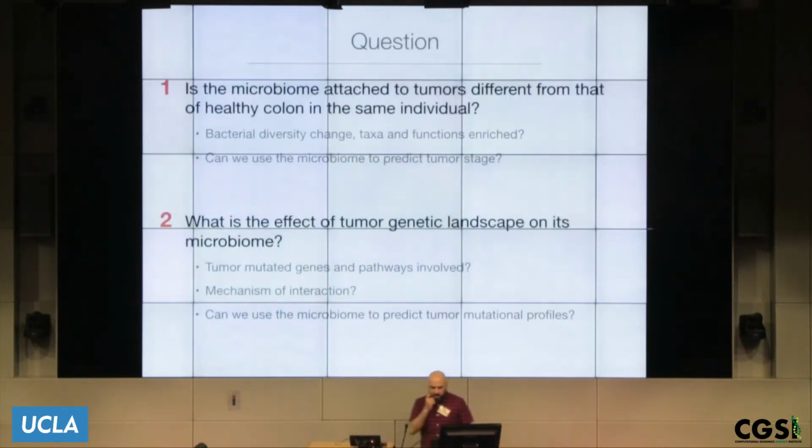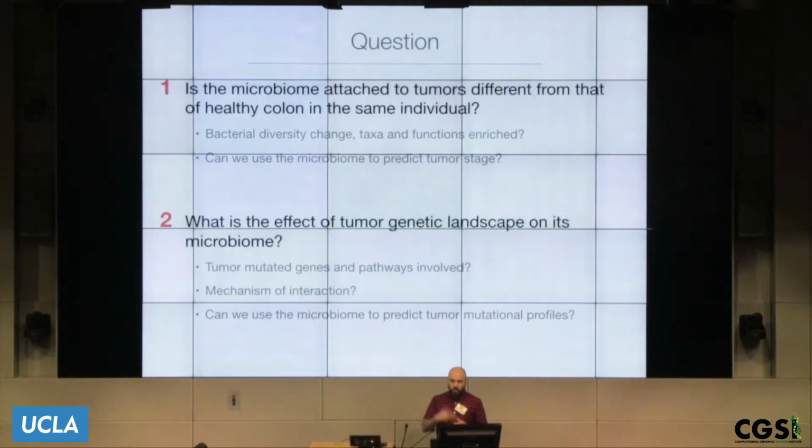Okay, so there are basically two questions we're trying to answer here. First, just looking at the microbiome in these samples: is the microbiome that's attached to tumors different from that of the healthy colon from the same individual? Are there any changes in bacterial diversity? Different taxa, different functions that might be enriched? And then can we use the microbiome to tell us something about the tumor or predict things like the tumor stage?